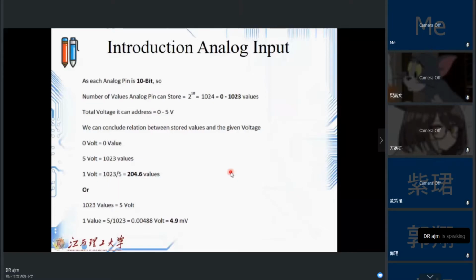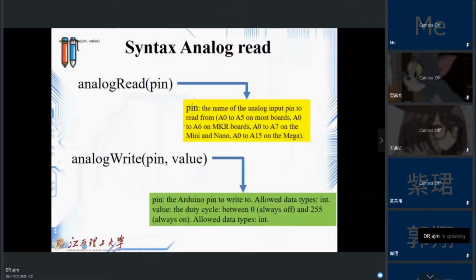This is the analogWrite command, which helps us specify the pin numbers, A0 to A5. We will set which pin of our Arduino board, and then how much this value should be. This value, I mean the second term here, is a number between 0 and 255. It is just an integer value.